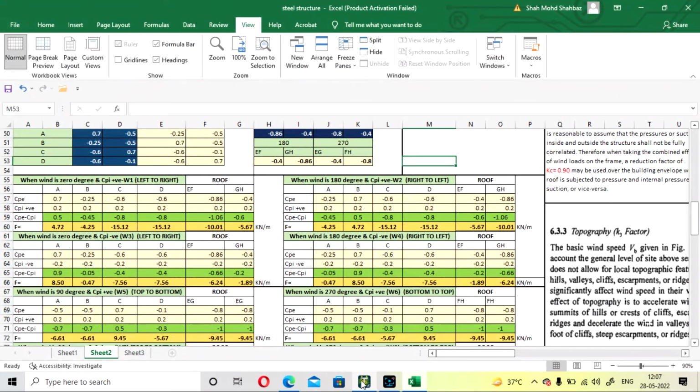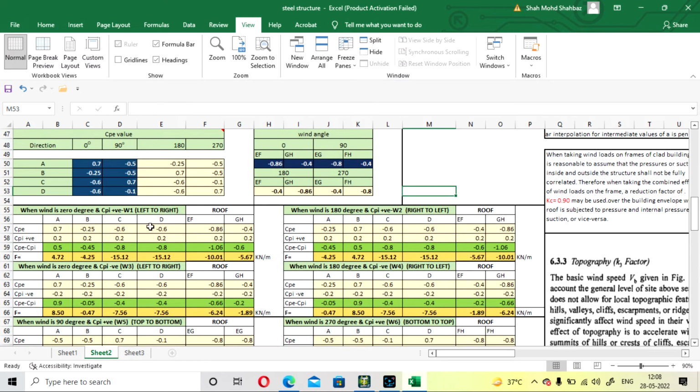So now if you see the code, here it is. Our force values will come from here. For positive CPI, the value will be taken from here only. And one more thing I will add: the minus sign will show you the direction only. It will not be used in the calculation. Always remember this. If it is negative, it will be acting away from the structure, and if it is positive, it will act towards the structure.